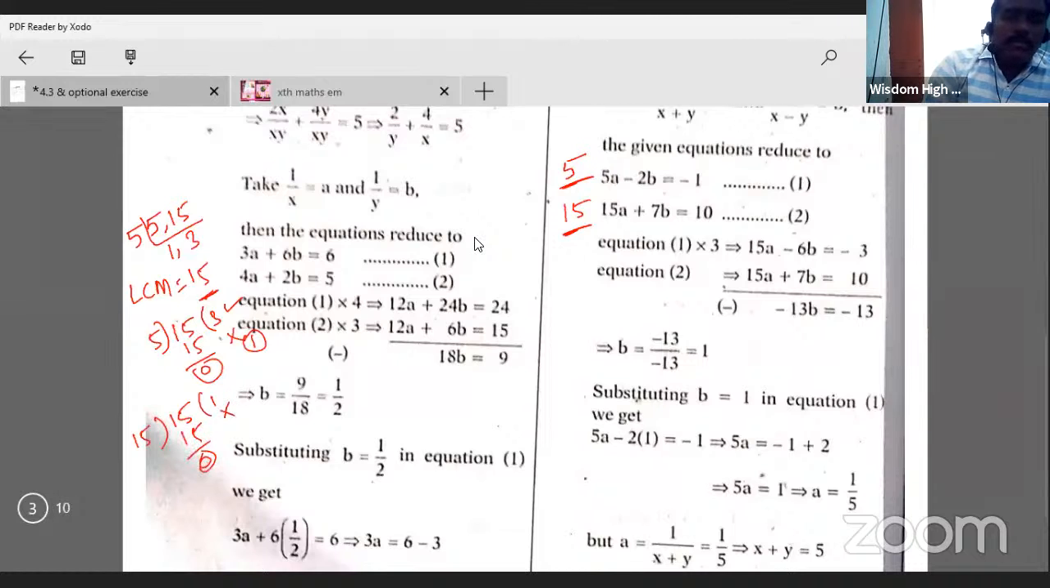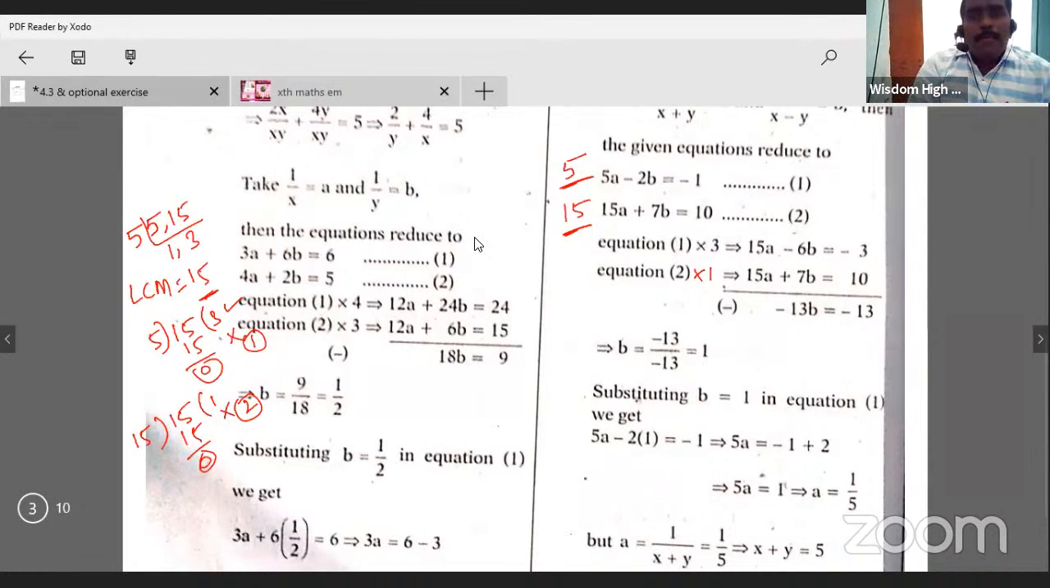Now you have to multiply equation 1 by 3 and equation 2 by 1. See, equation 1 by 3, equation 2 by 1. Then automatically this equation will be converted. Few students are not multiplying; they are multiplying only the a and b coefficients. They don't multiply that minus 1. Then automatically they will get the answer wrong, students.